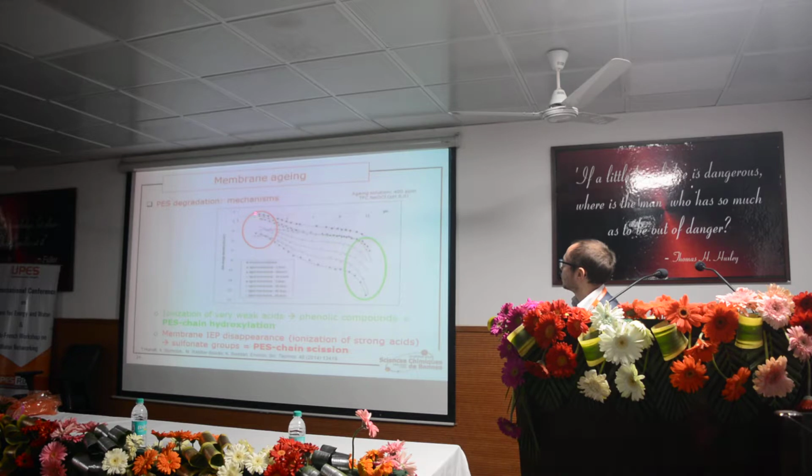On the other hand, if you look at the left of the picture, what you can see is that for the pristine membrane, the isoelectric point is around 3.4. That means that at a pH of 3.4, the zeta potential of your membrane is 0. This isoelectric point disappears when the membrane is aged, which means that sulfonate groups, or strong acids, are being formed during membrane aging, and thus the PES chain scission mechanism also occurs.